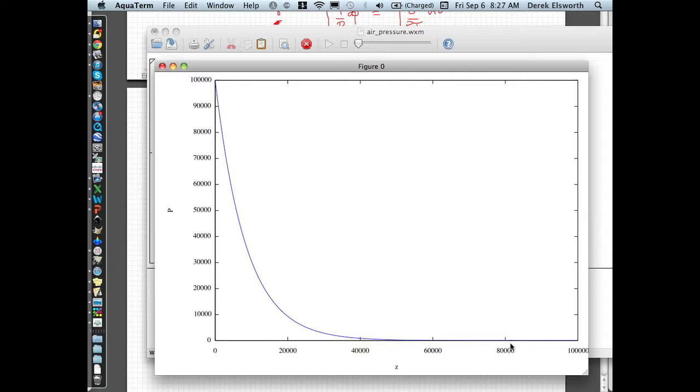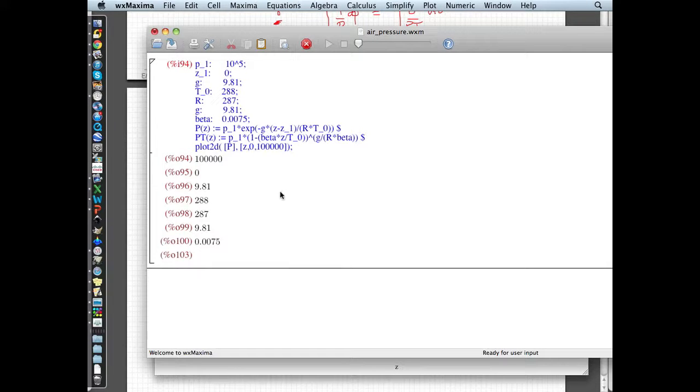But so you see that it goes down to the background of absolute zero as you go out into space. Question. Yes? You used your beta, 0.0075, I guess Kelvin per meter. Where do I use that? In this one? I don't use beta in this one yet, so ignore beta. We haven't done that yet. I will use beta in 3 seconds.